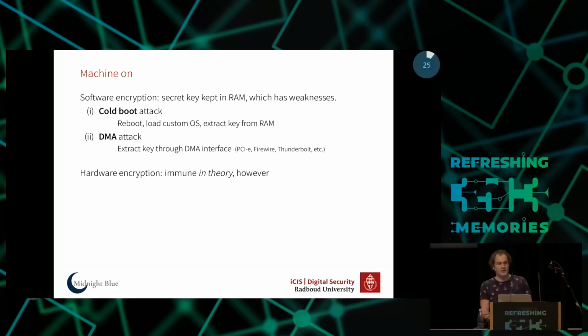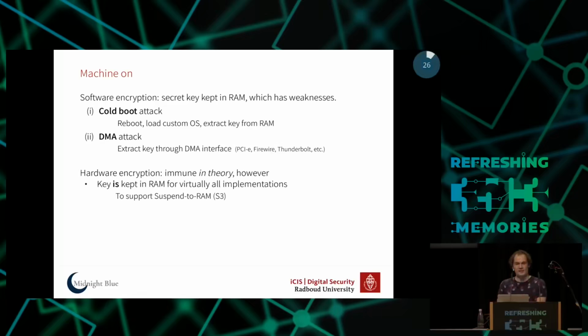And so hardware encryption is supposedly immune, but actually the key is kept in RAM, and that is in order to support standby mode. If you put your PC in standby mode, it turns off all the peripheral devices, and therefore, when you resume it again, the drive needs to be unlocked again, and you don't have to enter a password. So guess where that password came from? It's actually kept in RAM all the time.